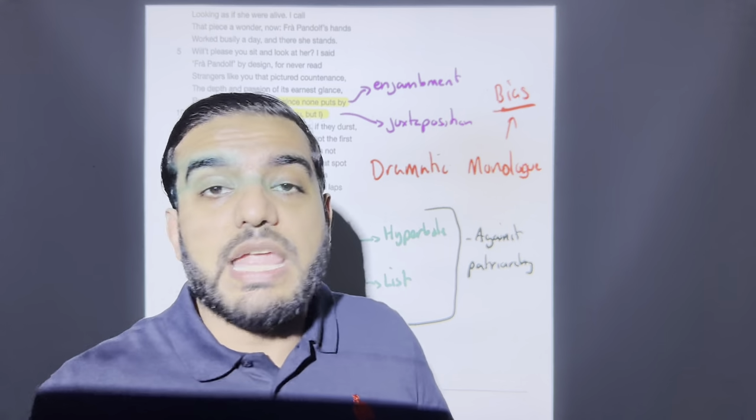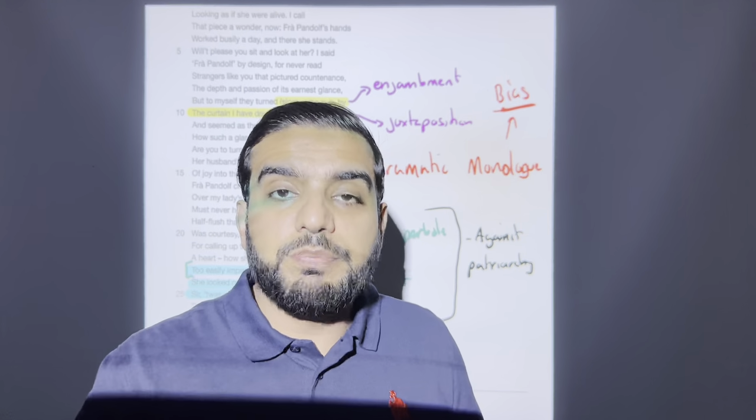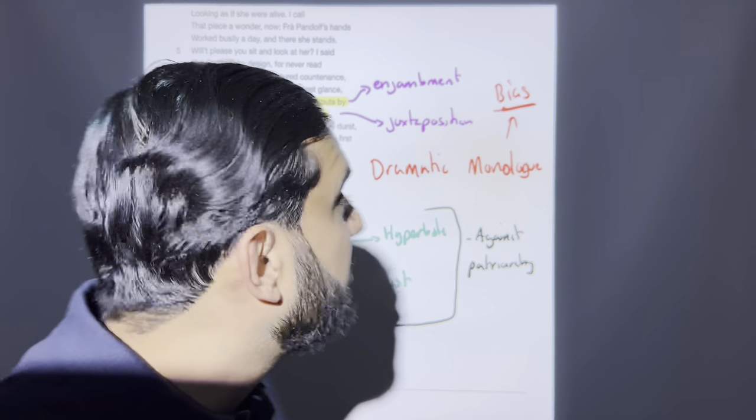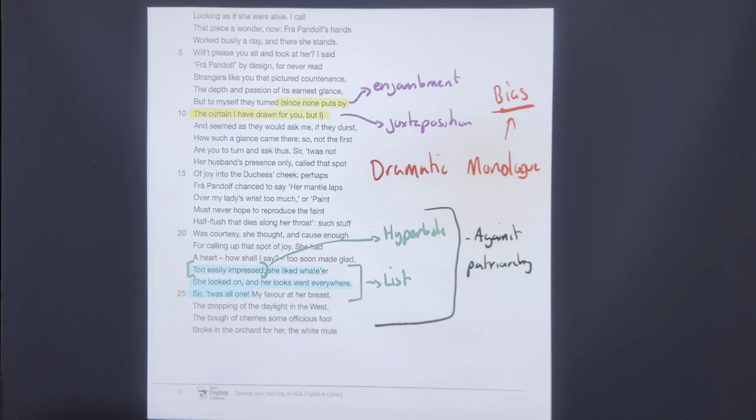He could be lying for all we know, but just because it's a dramatic monologue, we must take his word for it because it is a biased, one-sided poem.